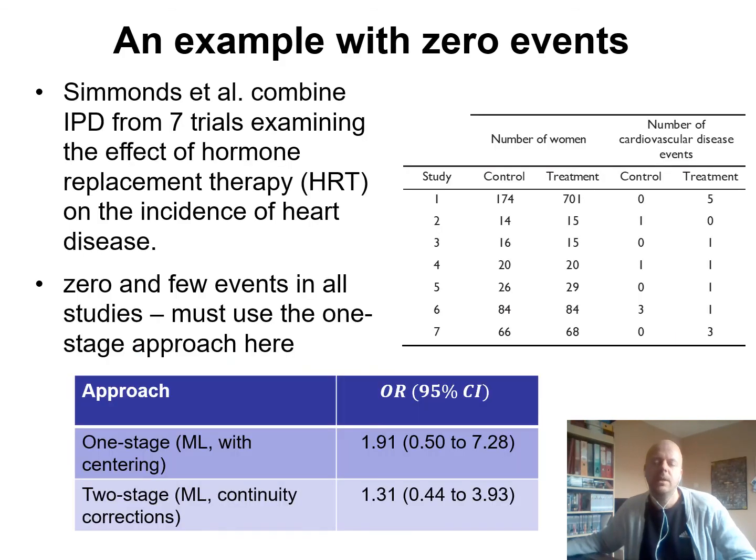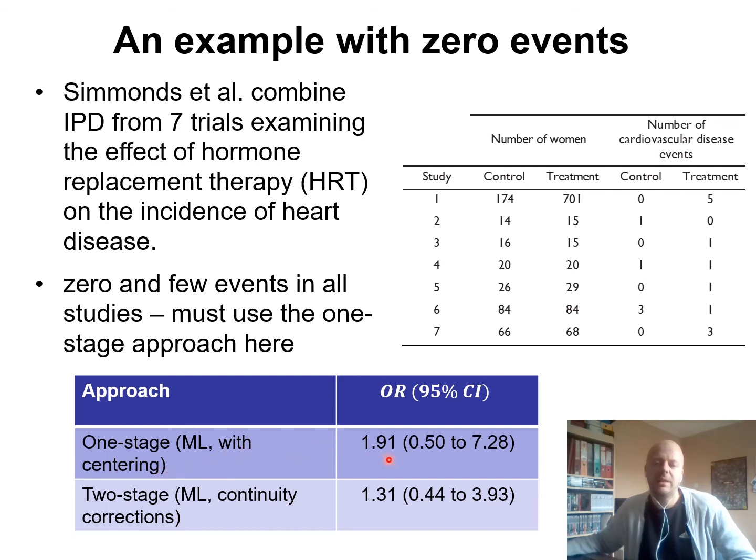However, here's an example from Simmons with 7 trials. And we see that in most of the studies, the number of events is very few. So we have less than 10 events for every single trial, some 0 cells as well. There I would not be comfortable doing a two-stage approach, but I would want to use a one-stage approach, and because I'd have to use maximum likelihood estimation, I would want to center my treatment variable.